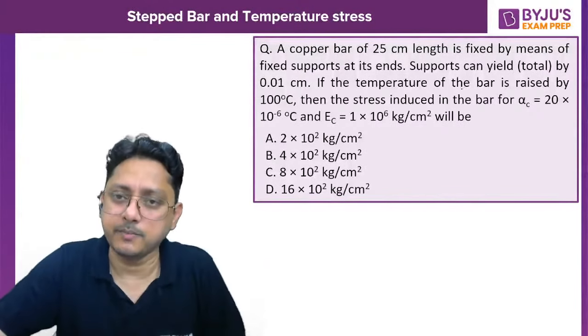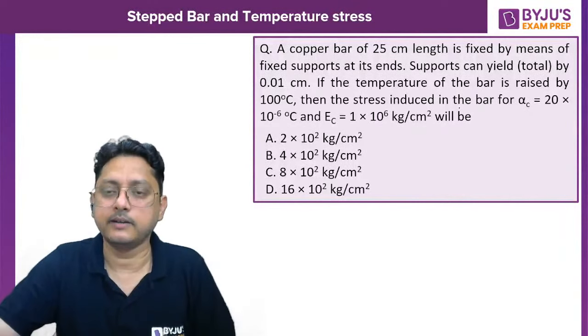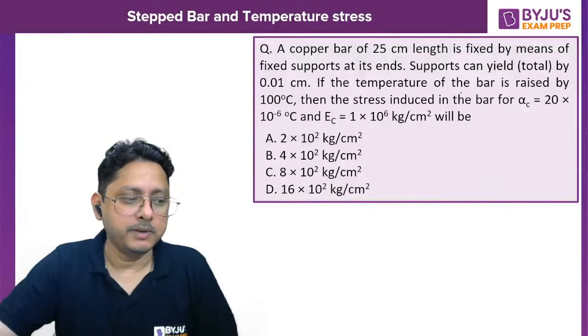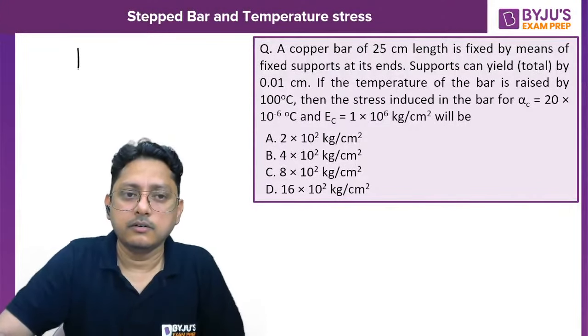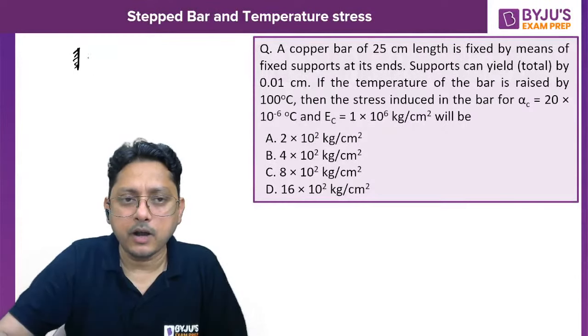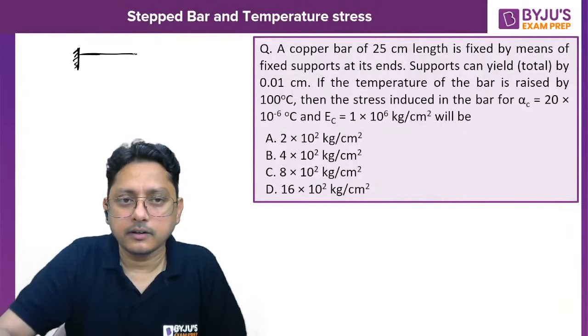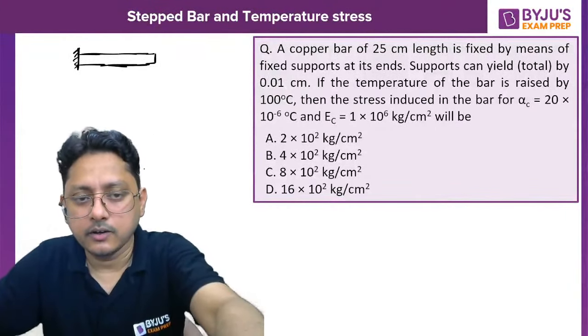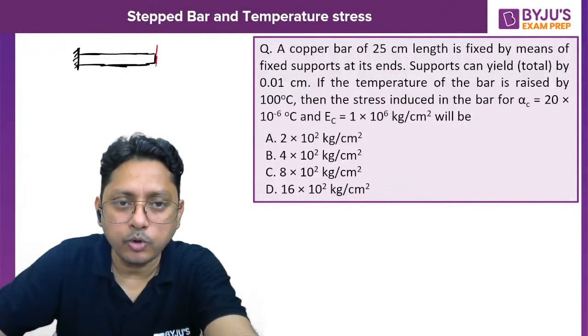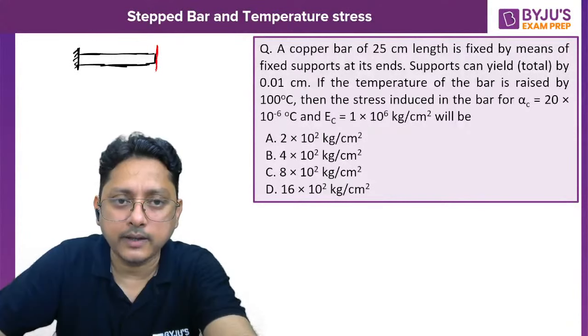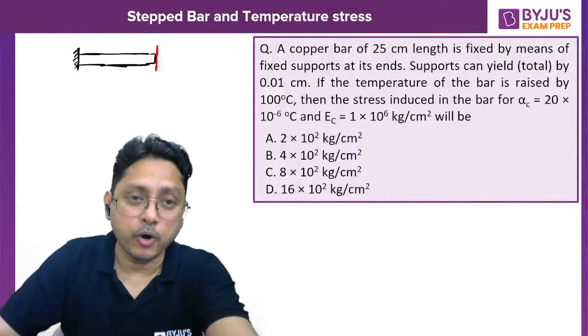A copper bar of 25 centimeter length is fixed by means of a fixed support at its end. The support can yield. What is the meaning of yielding? Yielding means the support may have some translation. Suppose a copper bar of 25 centimeter is fixed from both ends. It has a support at this location, and suppose the red support I'm talking about can yield, and it can yield by 0.01 centimeters.